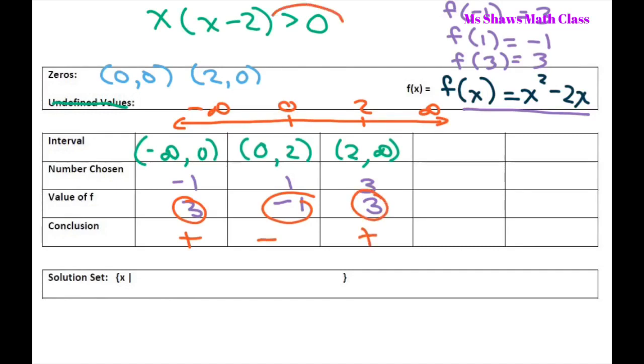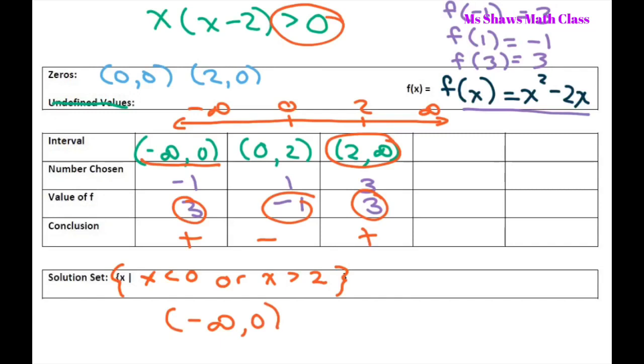And we want positive. So our solution set, if you look at this part, that's where x is less than 0, or we have this one, x is greater than 2. Or again, you could just write your solution set also like this with the union sign. You could just copy down this right there.